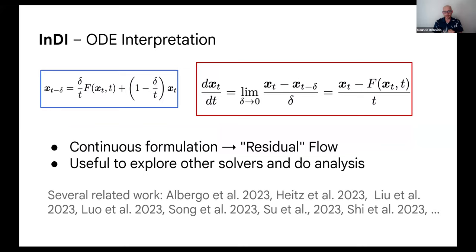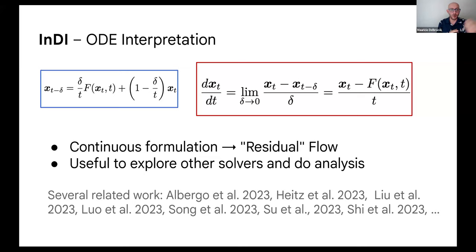moving on, one interesting thing is that our iterative rule, which is here in the box in blue, we can actually take to the limit where we move an infinitesimal step delta, right? And if we do this, then we will end up with a continuous formulation, which is an ODE. And the ODE that we get in the end is pretty simple. It tells us that the derivative of x is the current x minus our clean estimation, weighted by the time t, right? So this is kind of a residual flow.